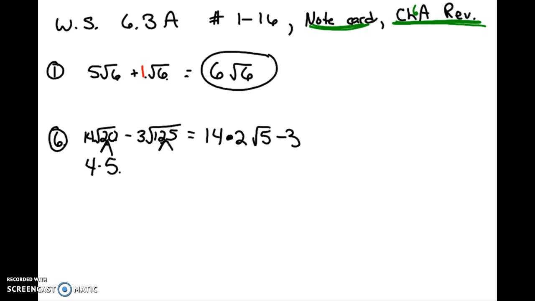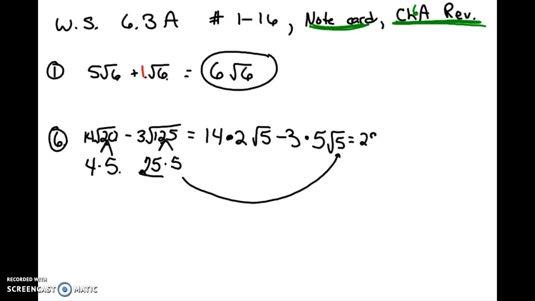Similarly, we can break up 125 into 25 times 5. The square root of 25 is 5. That comes after the 3 times 5. And this 5 gets stuck in the square root. Now I'm going to multiply 14 times 2. That's 28. When we look at this part, there is not a second square root, so we just keep the 5.